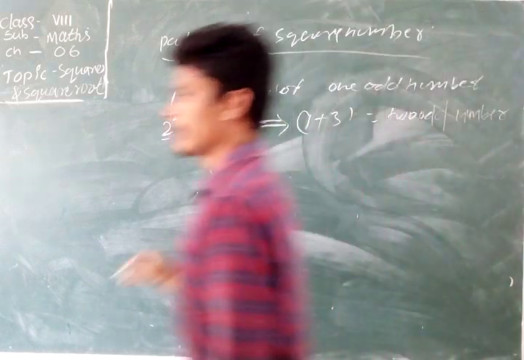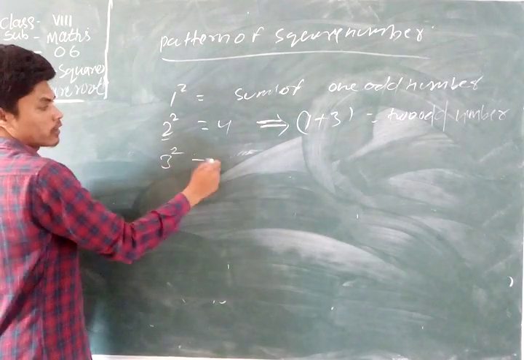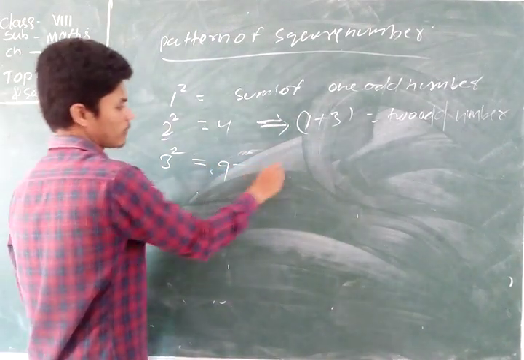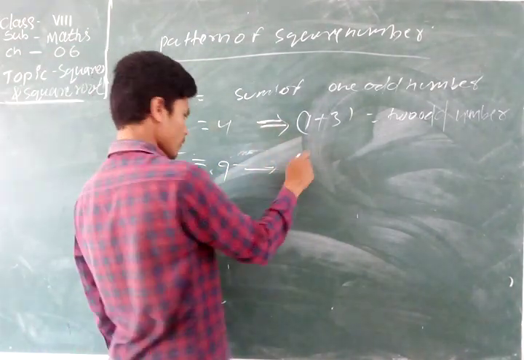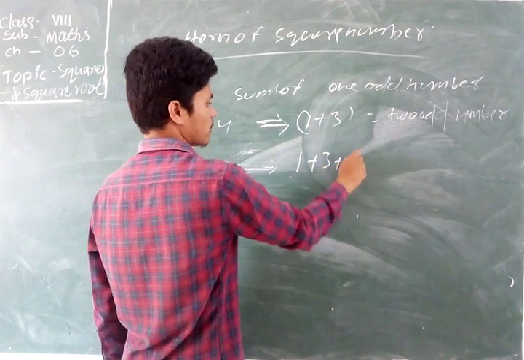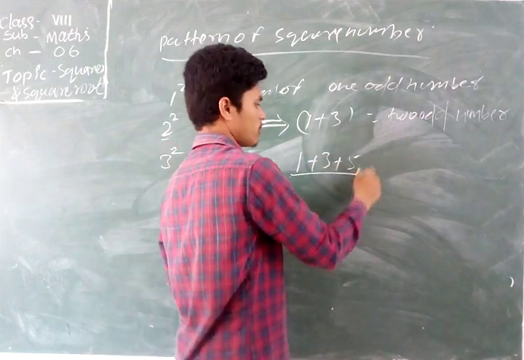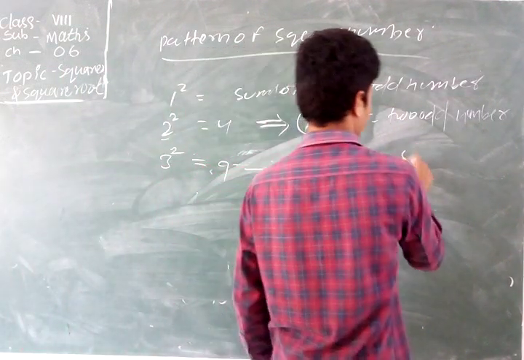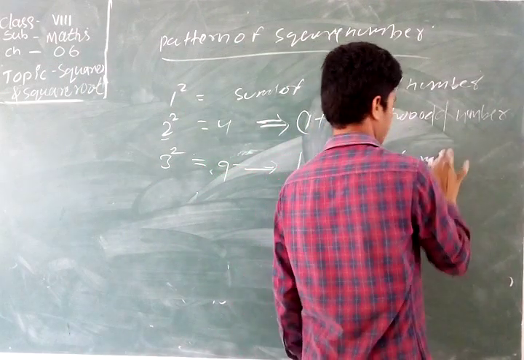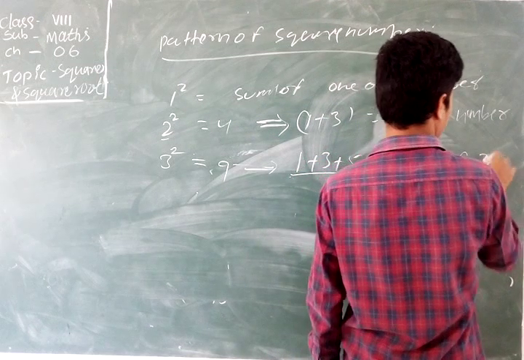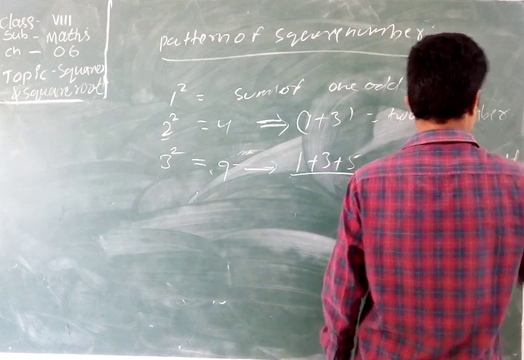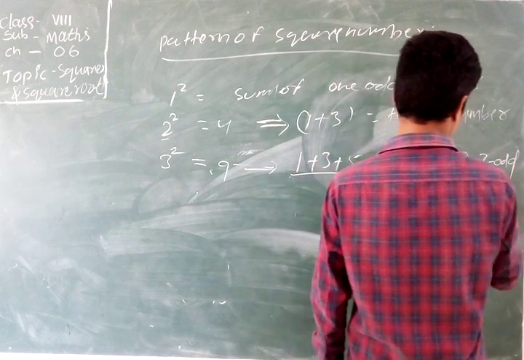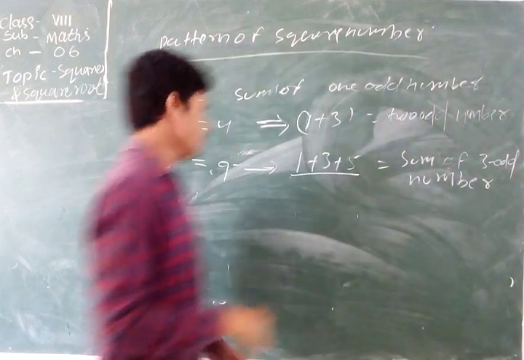Two odd numbers. Let's write 3 square. 3 square is what? 9. We can write 9 how? 1 plus 3 plus 5, the sum of 3 odd numbers. 1 plus 4 plus 5 equal to 9 is there. That means the sum of 3 odd numbers. Now let's take another example.